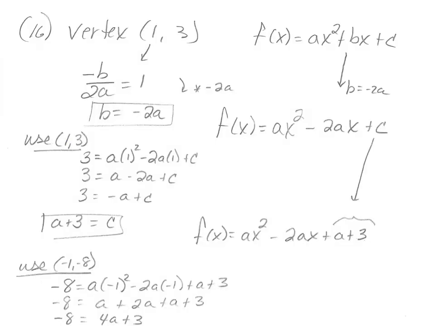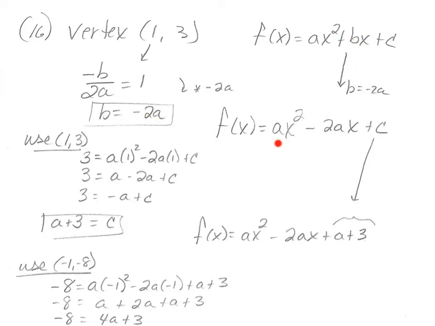Let's look at number 16. For this one, we are given this general quadratic standard form that we have to find the a, b, and c for. They tell us the vertex is 1, 3. We know that 1 is negative b over 2a, so set it equal to that. Multiply by negative 2a to get the b. Substitute that b in here for where the b is.